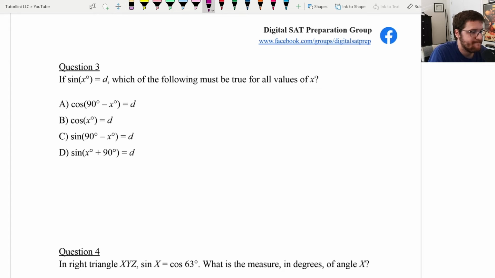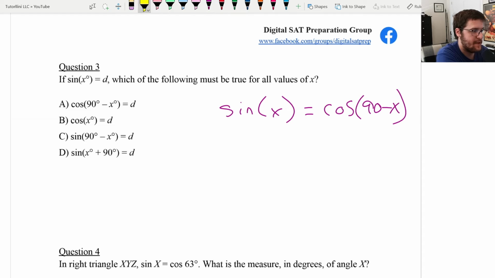Question 3. All right, as we talked about just above, sine of x is equal to cosine of 90 minus x. That's the formula I care about because they mentioned sine of x in the question. And so if sine of x is equal to d, then that means d must be equal to either sine of x or cosine of 90 minus x. The only answer choice it could possibly be is A. Great, let's keep going.